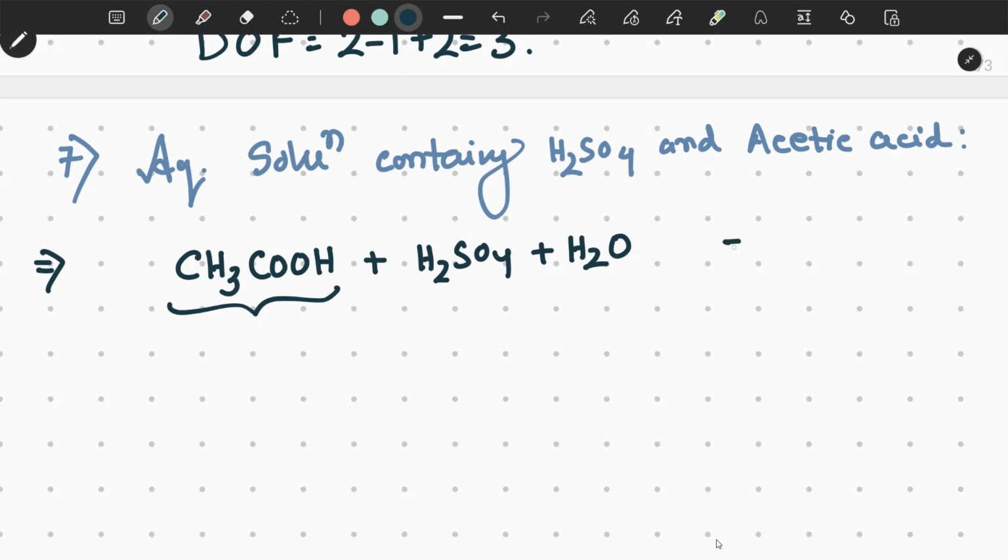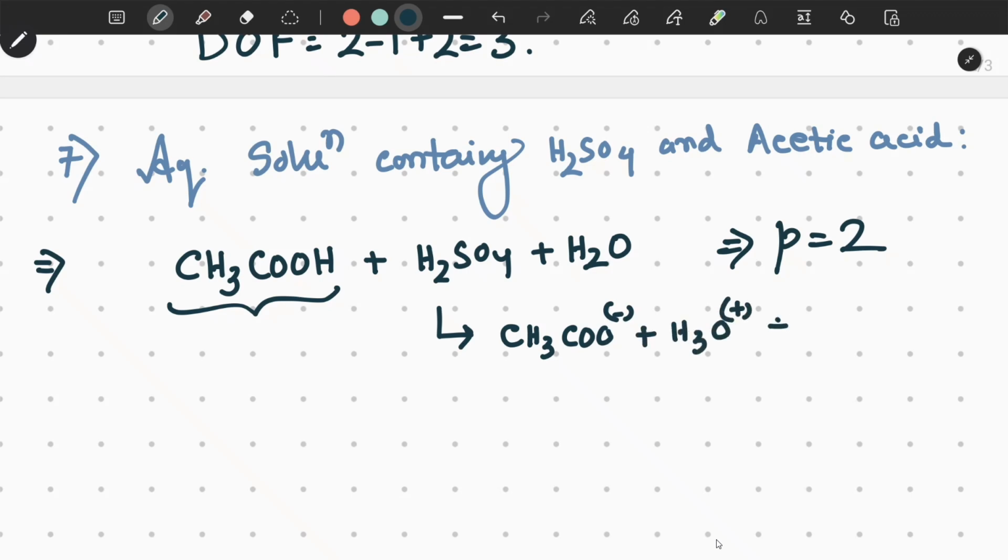So here obviously the phase will be 2 and the components will be, we have to do the reaction, CH3COO minus, H3O plus, and HSO4 minus. Exactly. So it will be 3.